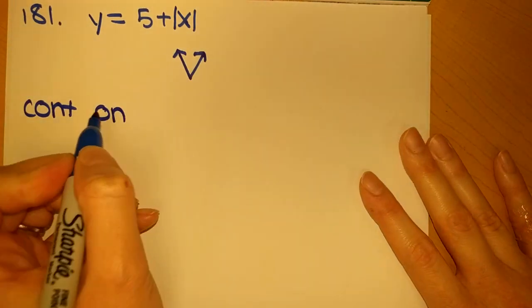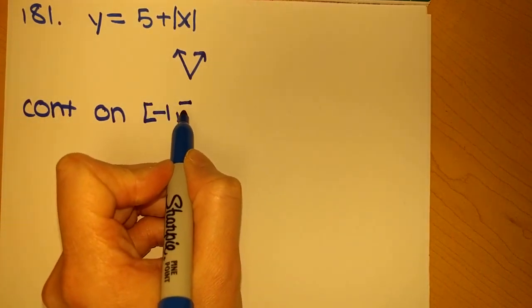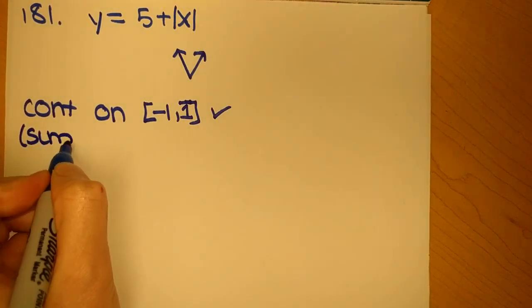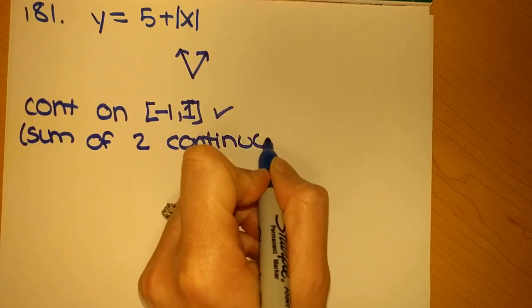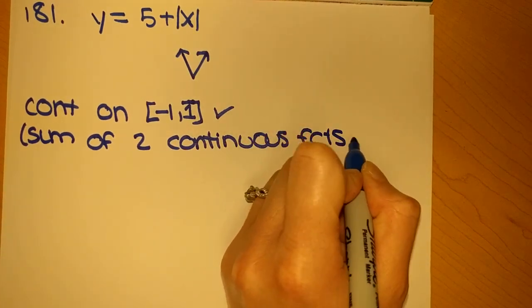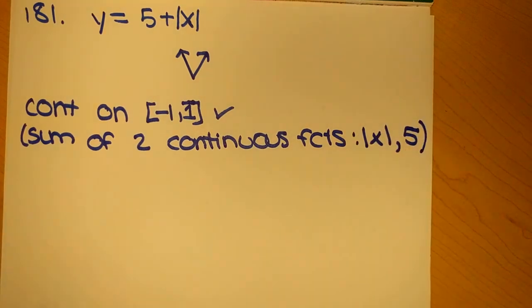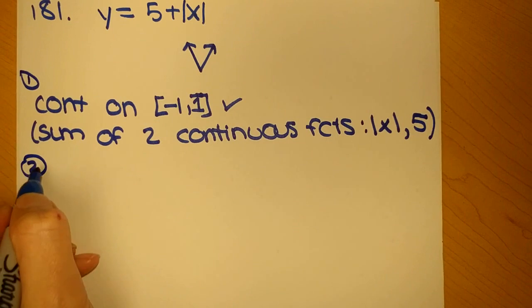So it's continuous on any interval. Specifically for this question, we're looking at negative 1 to 1, so it will be continuous on that interval. It's a sum of two continuous functions because absolute value is a continuous function, and of course 5 is a continuous function. Okay, so then you really got to focus on, is it differentiable?